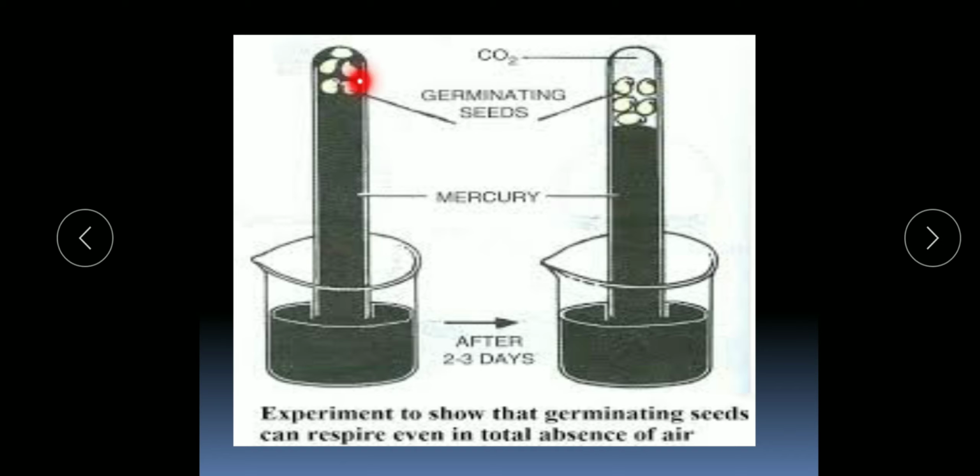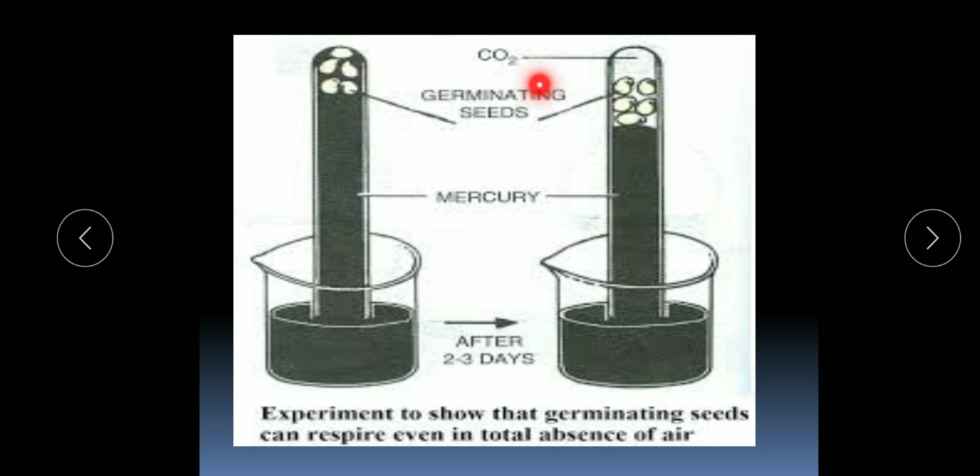It is a very important key term over here, anaerobic respiration, as a result of which carbon dioxide is produced, and this carbon dioxide is displacing the mercury, and that is why the level of mercury decreases in the test tube. Now we have to test which gas is produced over here.